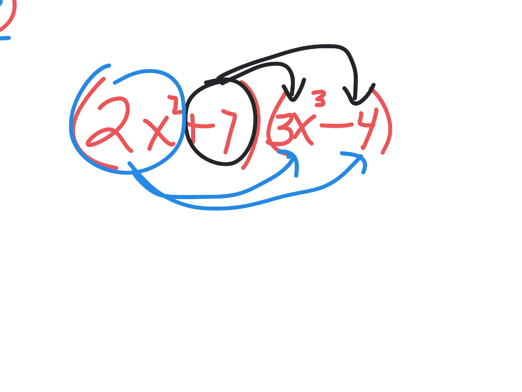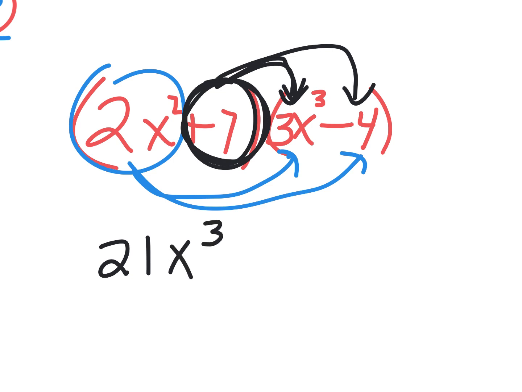So I'll get you started. Personally, I'm going to do these ones I circled in black first. 7 times the 3x to the third is 21x to the third. 7 times the negative 4, you could use a calculator quick if you have trouble with 7 times 4 is 28, but then there's a negative, so it's negative 28. Now I'm done with the ones in black.